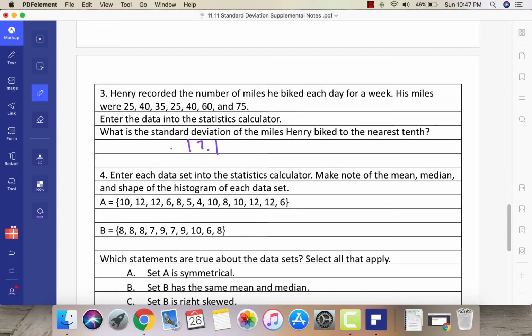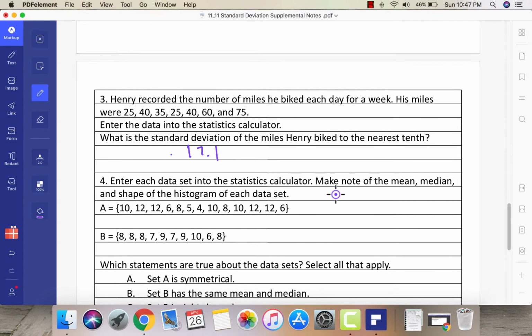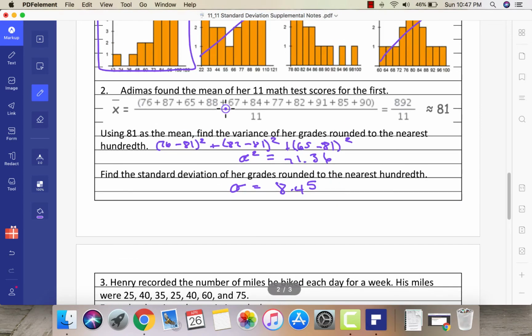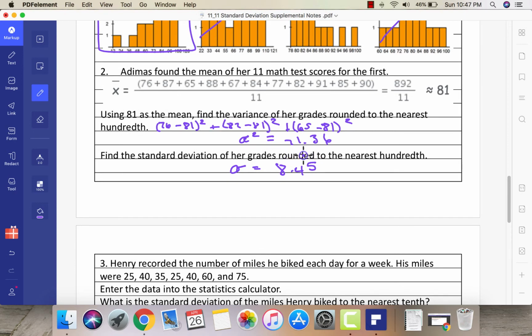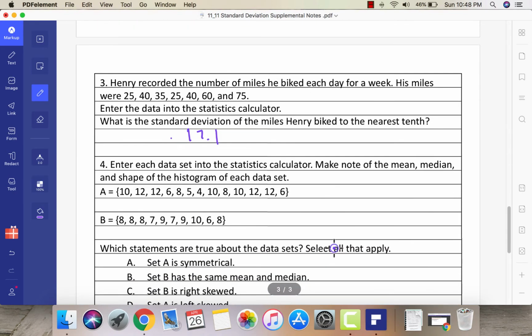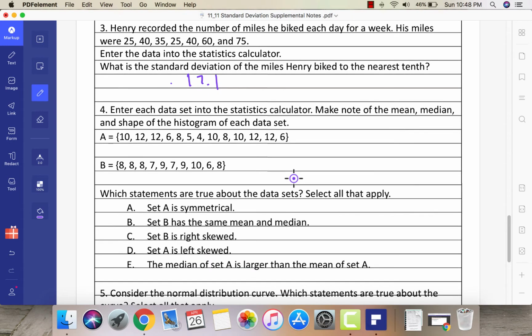So let's say that previous question, we could have done this in there. We could have entered each of these data sets in there, and it would have given us this right here, this 8.45. If we were looking for this number here, we could just square it. So the calculator is nice. So there is a calculator for each.